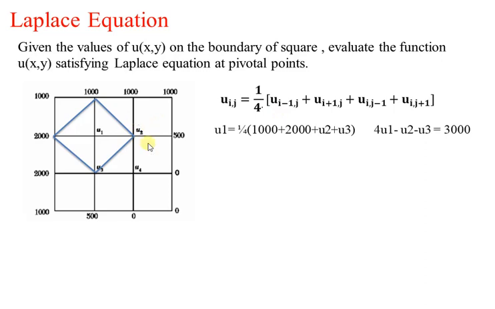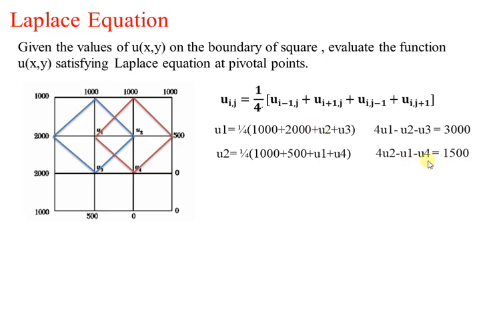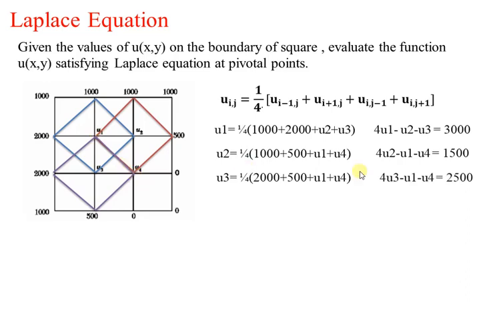In the same fashion, to calculate the value of u2, we require these 4 rhombus terms. So we get u2 is equal to 1 by 4, 1000 plus 500 plus u4 plus u1, and rearranging, we get 4u2 minus u1 minus u4 is equal to 1500. Same fashion, to calculate this u3 value, we get 2000 plus 500 plus u4 plus u1, and rearranging, we get 4u3 minus u1 minus u4 is equal to 2500.